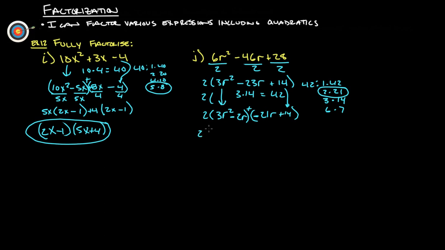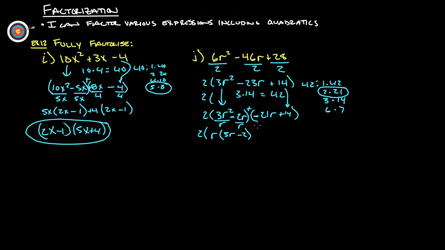We got the 2 out here. And we figure out what we can factor out of both of those. An r for both of those. And we have r times, and let's see, that leaves us with 3r minus 2.